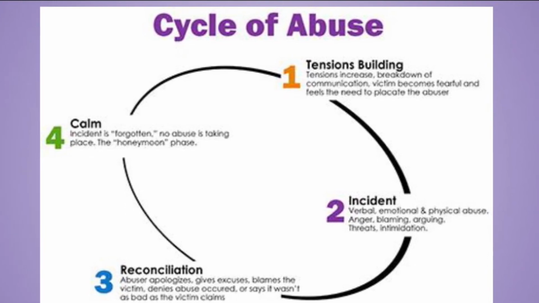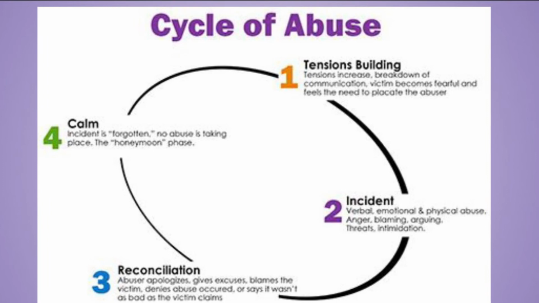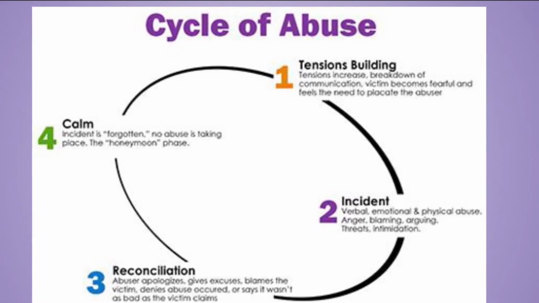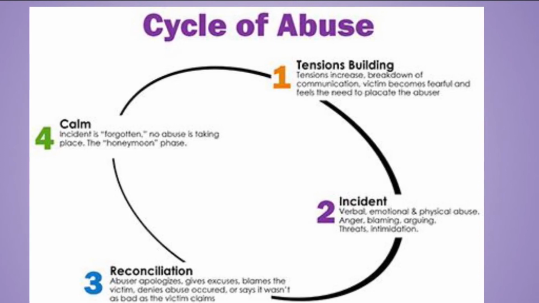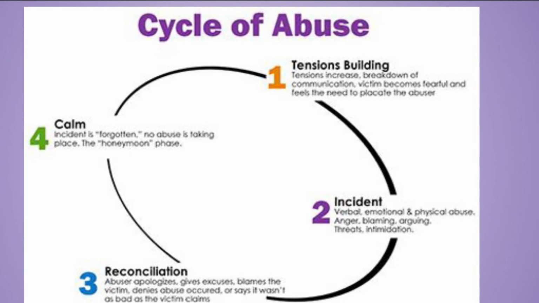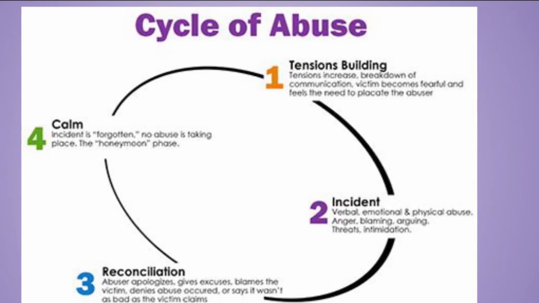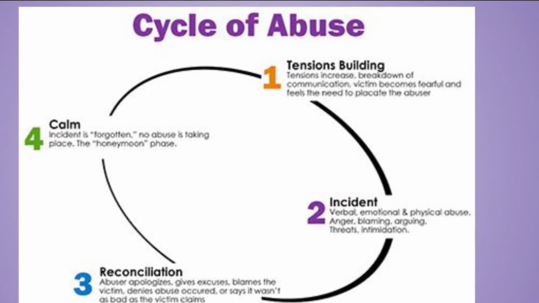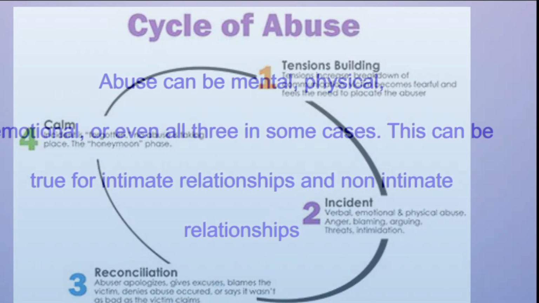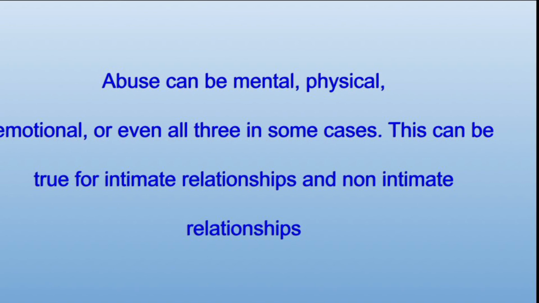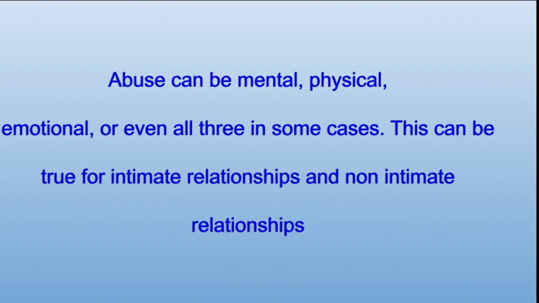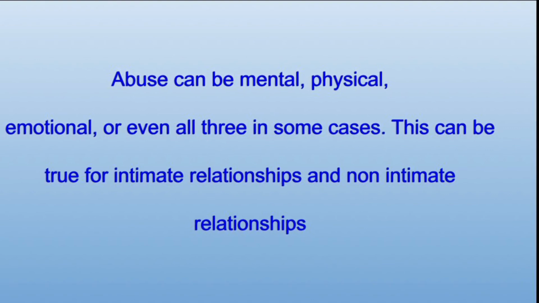Step 3, reconciliation. The abuser apologizes, gives excuses, blames the victim, denies abuse occurred, or says it wasn't as bad as the victim claims. Step 4, calm. The incident is quote-unquote forgotten. No abuse is taking place in the quote-unquote honeymoon phase. Abuse can be mental, physical, emotional, or even all 3 in some cases. This can be true for intimate relationships and non-intimate relationships.